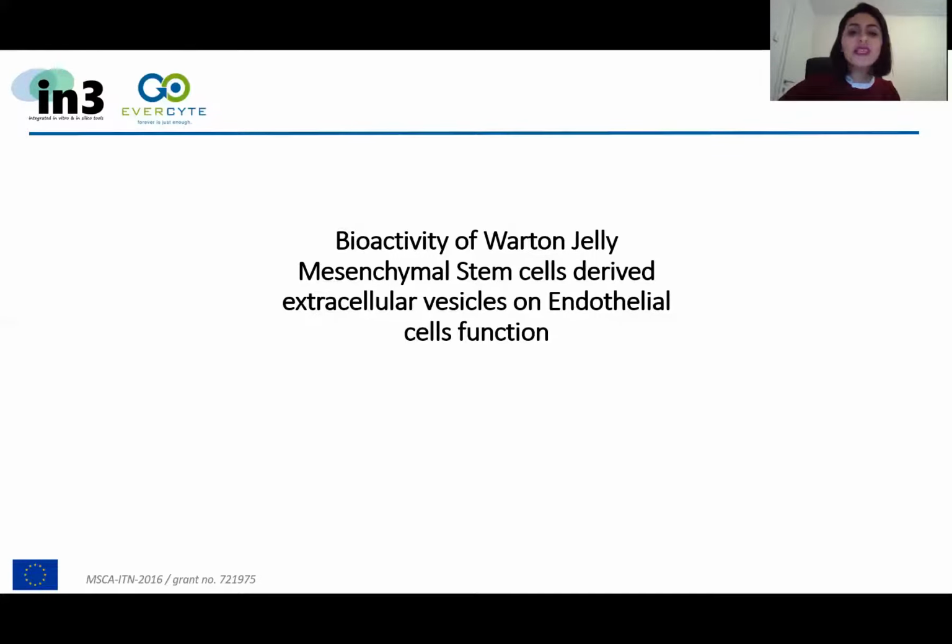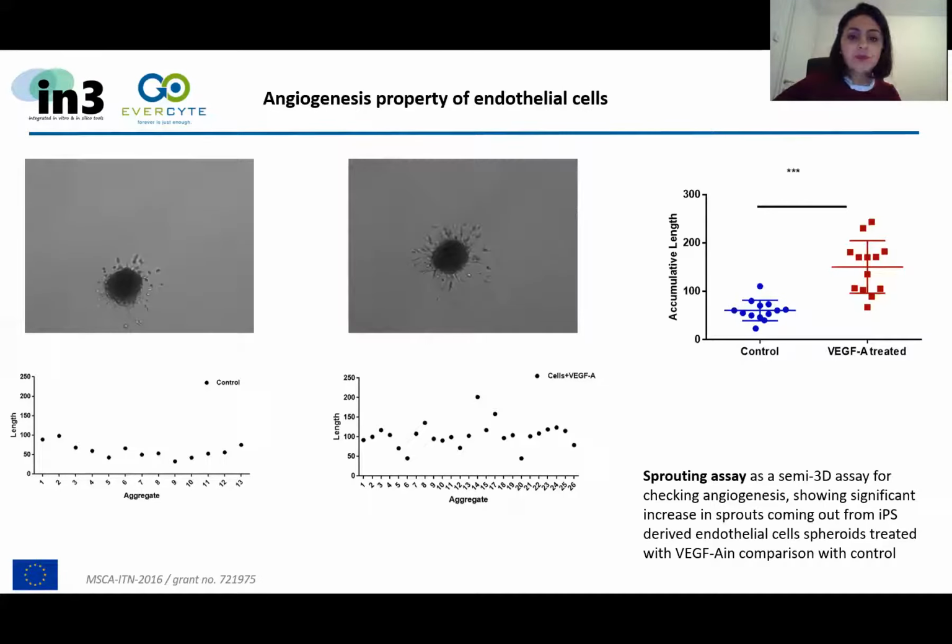So we used Wharton's jelly mesenchymal stem cell-derived extracellular vesicles. These EVs are produced at Evercyte through my colleagues, and are derived from mesenchymal stem cells which are immortalized at Evercyte as well. At first, I did the angiogenesis assay on endothelial cells, as I showed you. We have a control and VEGF-treated cells, and we have more accumulative length in VEGF-treated endothelial cells, which should be obvious.